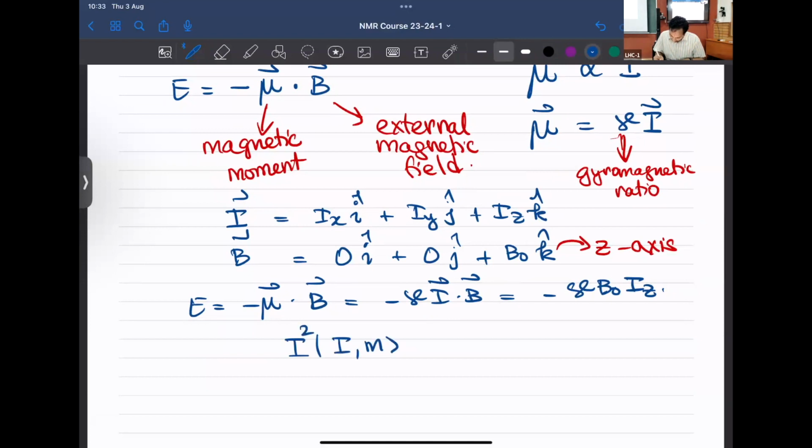I square and I comma M. So this is the Dirac bracket notation. I'm using the ket state I comma M, where I is the nuclear spin state and M is the projection. I am switching between Z and M, but because M nicely works out for us as chemists, I into I plus 1, and it gives back I comma M.